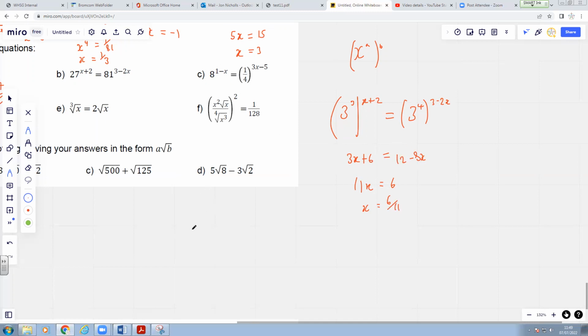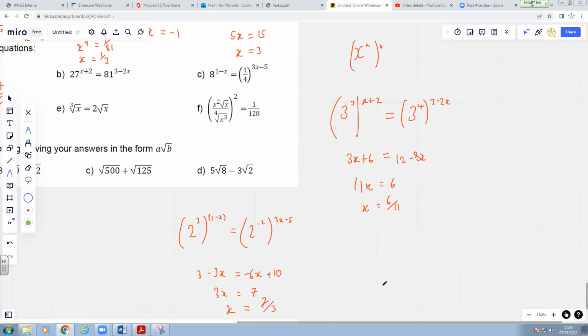C is a similar one, because you can call it 2 cubed to the power of 1 minus x. Put the 1 minus x in brackets if you like to remind yourself. Everything needs to be times by 3 there. That's 2 to the minus 2. We're putting that to the power of 3x minus 5. And so we get 3 minus 3x is minus 6x plus 10. And therefore we get 3x on this side if we add 6x, and 7 on that side if we take away 3. We've got x is 7/3 again.